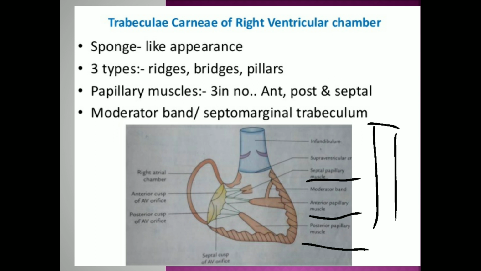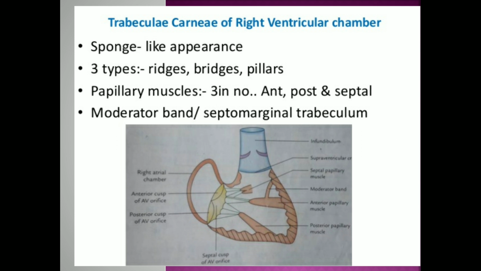These muscles are attached to the atrioventricular orifice by tendons called chordae tendineae. You can see it here like this. So these are the features you see in the ventricle. The rough inflowing part consists of 3 parts: ridges, bridges, and papillary muscle. The example of ridges is the supraventricular crest, of bridges is the moderator band, and the others are the papillary muscles, anterior, posterior, and septal.